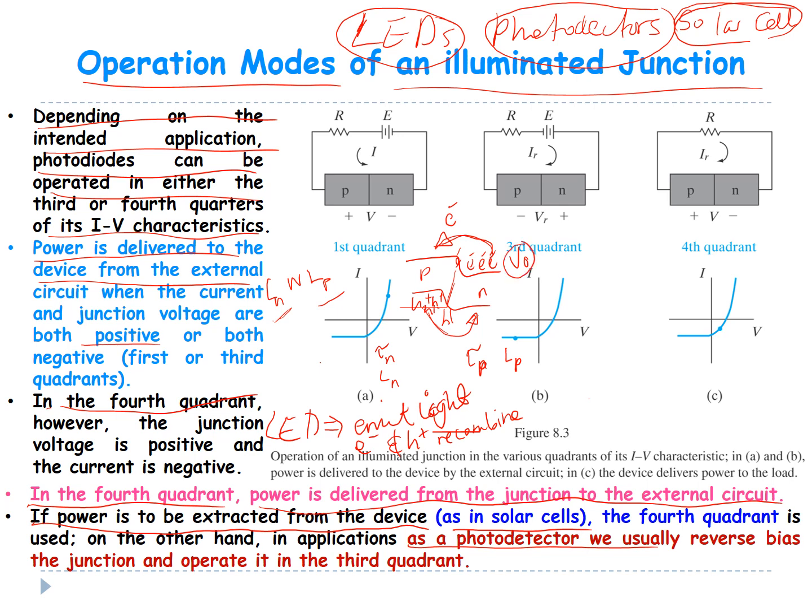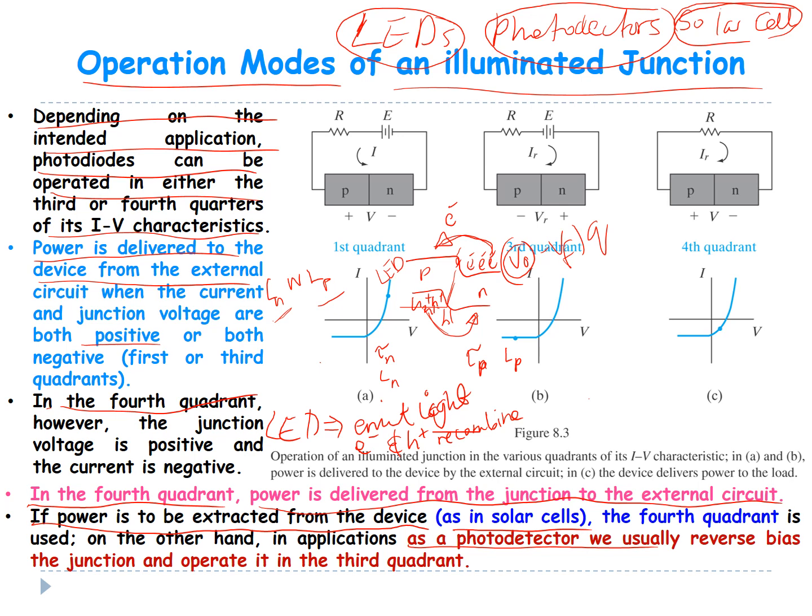So you remember, if you apply a forward bias, you lower this potential barrier by VF, right? So it's obvious that if you want to have LED characteristics, then you should forward bias. So it's in quadrant 1. That's where you have your LED operation.